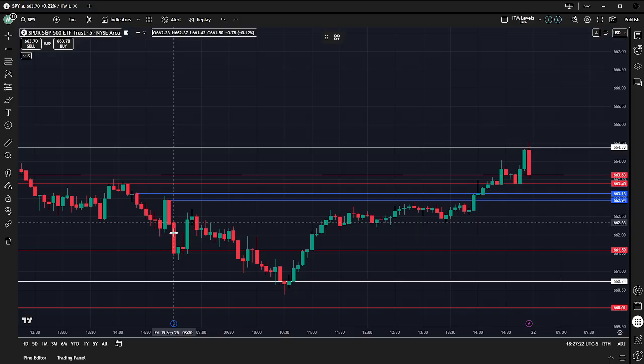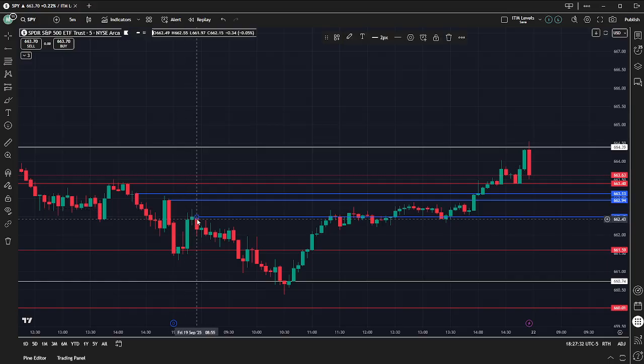But in this case, when we couldn't break this staircase, we got the push all the way down to demand. We held demand right here. We can't get the push above this next staircase, so our new staircase is 662.49. We start pushing below 662.49, back to the demand zone, push below the demand zone, and push down to the key pivot right here.